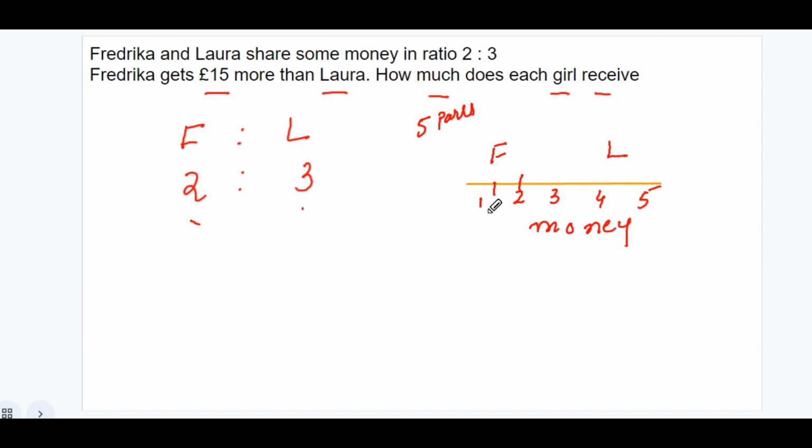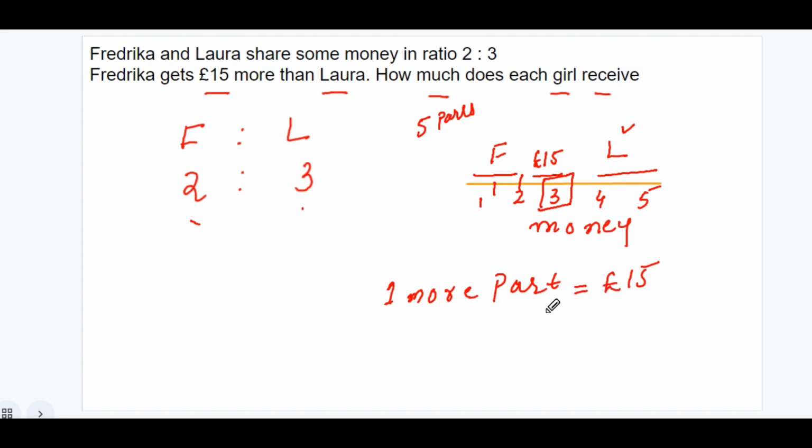So can you tell me how many more parts Laura has than Federica? Look here. These 2 parts for Laura, these 2 parts for Federica. Which one is left? Only one part is left, which is equal to £15, right? This is the more money she has. It means Laura has only one more part. One more part is equal to £15.